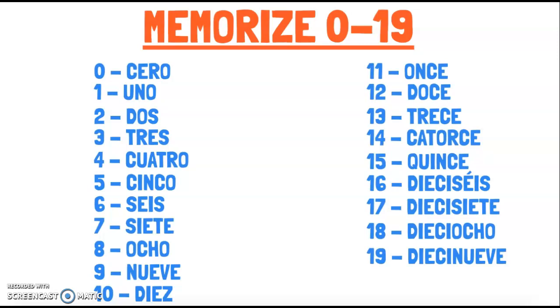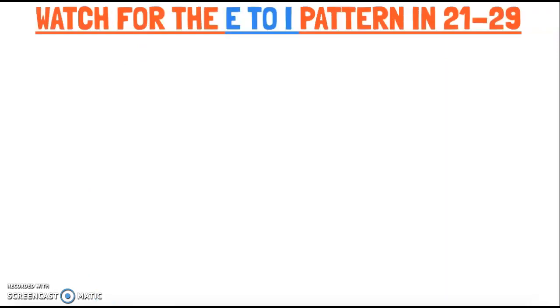Now we're going to move on to numbers 20 through 29. What I want you guys to do is to watch for the E to I pattern in numbers 21 through 29. So if we look at number 20, it is veinte. Now remember, the V is not a hard V like it is in English. It is more of a B sound. Veinte. Again, it is not veinte with an English V, it is veinte.